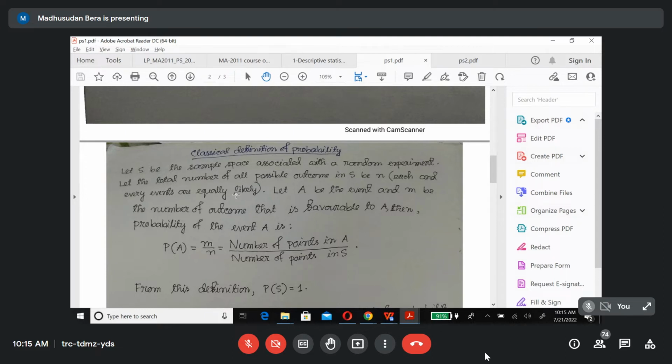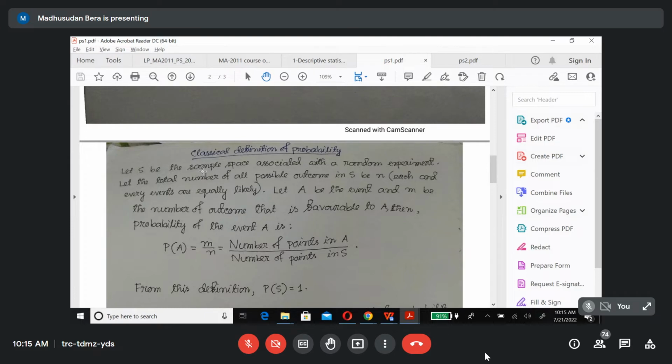Rolling a dice: 1, 2, 3, 4, 5, 6. For each occurrence, the probability is 1 by 6. Each and every event is equally likely. So let S be the sample space. Suppose it has n number of elements, each equally likely.